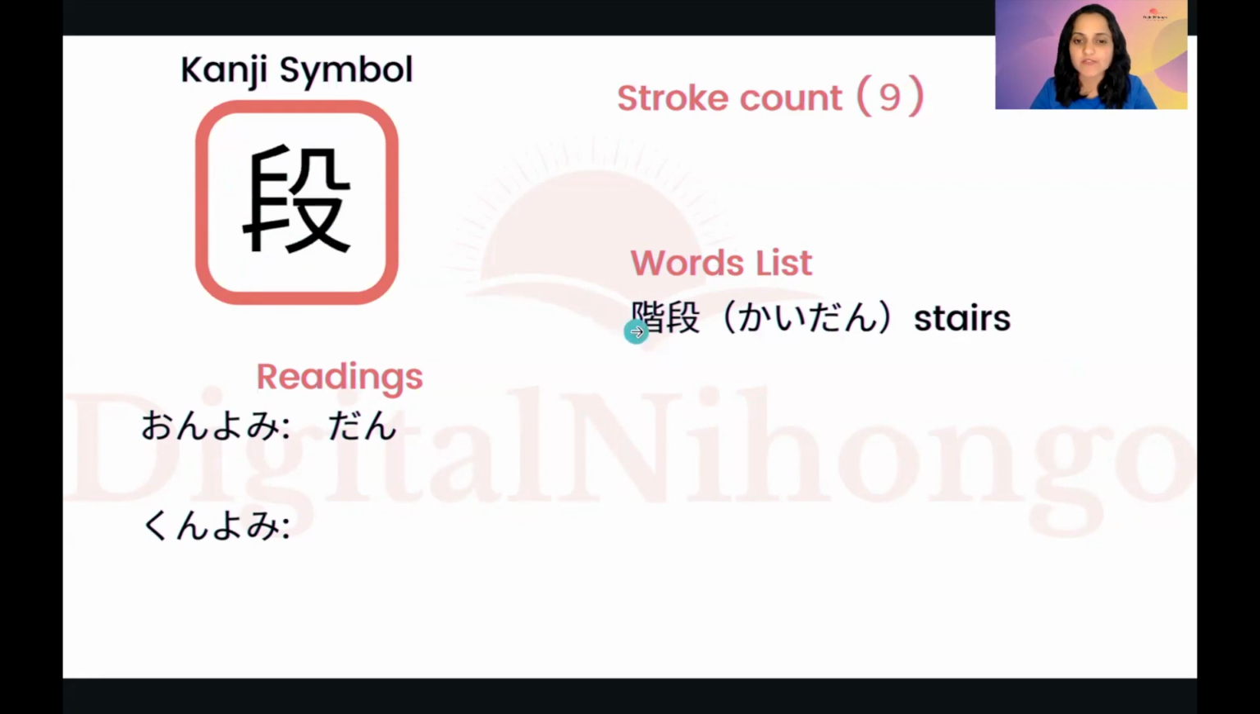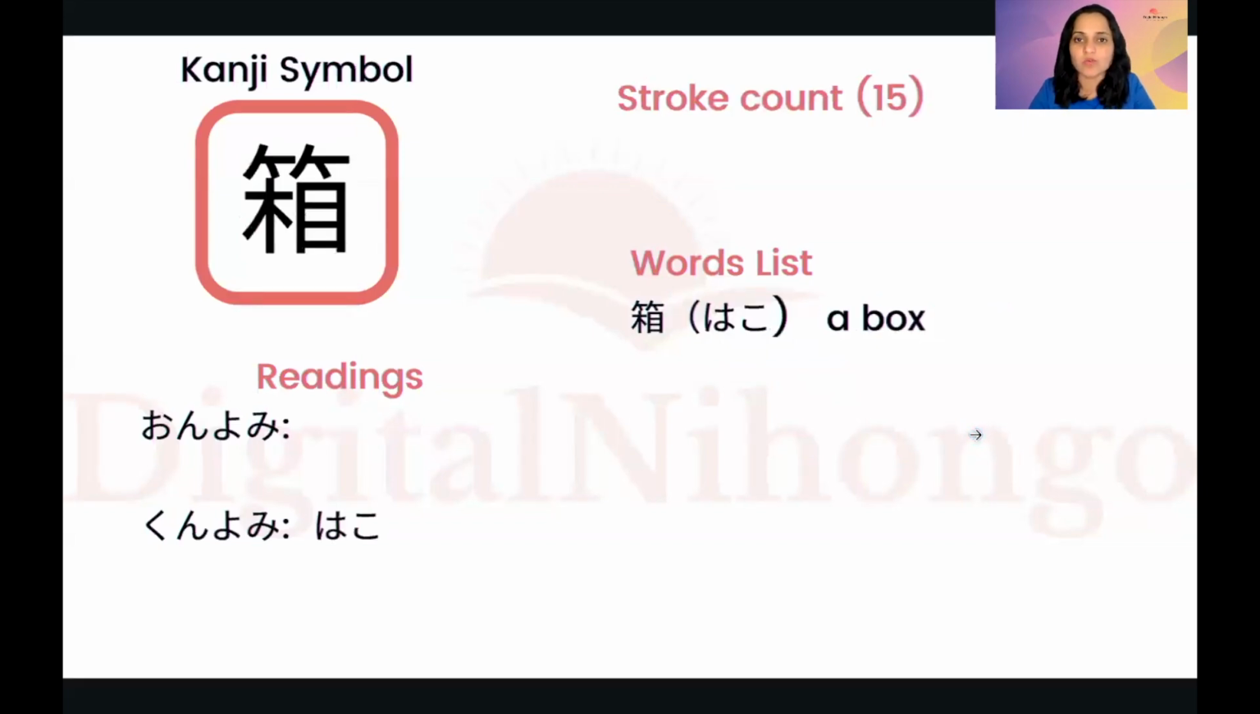Then next one is dan. Now the second kanji from the word kaidan. First we have seen hijo. Next we are looking at these 2 kanjis, kai and dan. Kaidan, stairs, staircase. Dan. Kanji reading as dan. Again, 9 strokes. I would recommend to write this kanji and remember. Not much complicated, but if you write it a few times, it will be better.